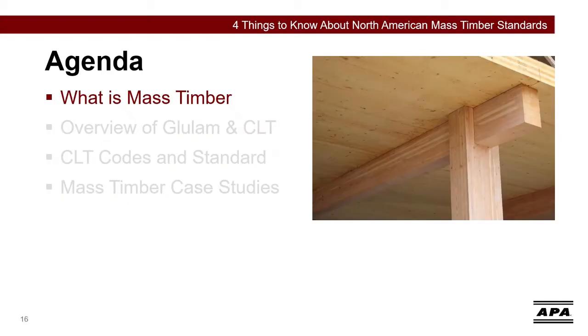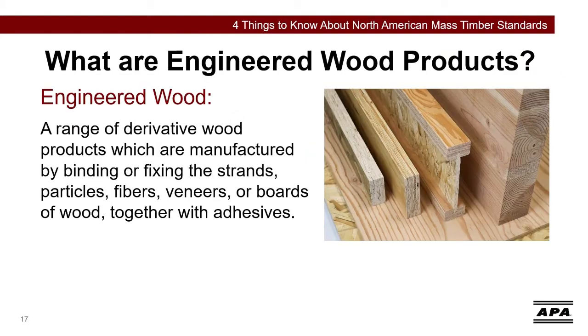So, what is mass timber? But before defining mass timber, let's begin by defining engineered wood, which is the type of mass timber we are involved with at APA. Engineered wood is a range of derivative wood products which are manufactured by binding or fixing the strands, particles, fibers, veneers, or boards of wood together mechanically or with adhesives. In simpler terms, it's taking pieces of wood and putting them back together in a strategic way.